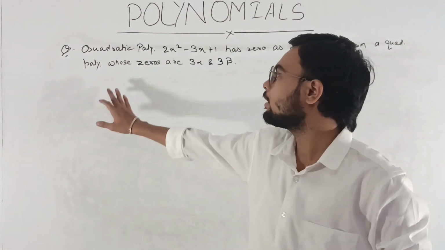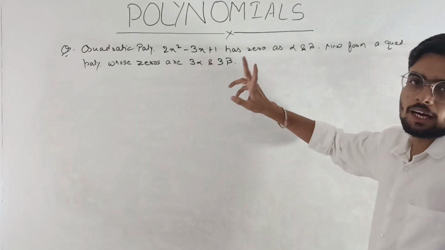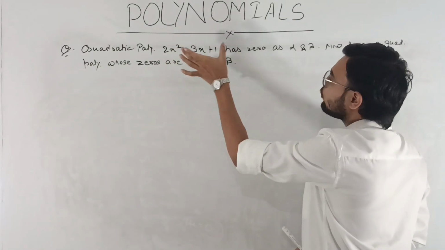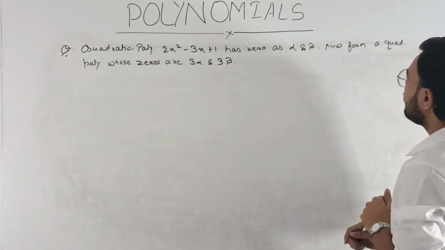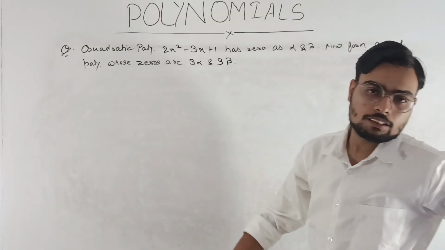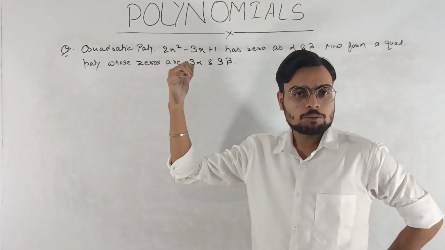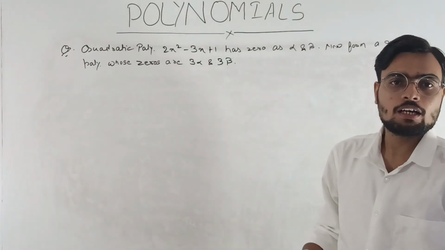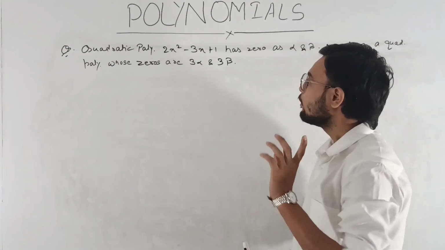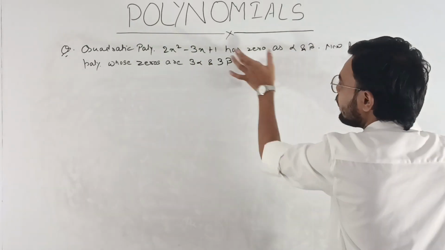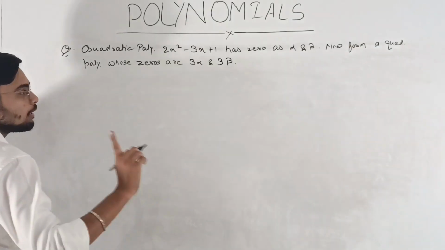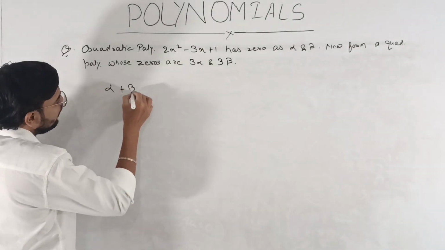The question is: a quadratic polynomial 2x² - 3x + 1 has zeros alpha and beta. There is this quadratic polynomial, and its zeros are alpha and beta. Then we have to find a quadratic polynomial whose zeros are 3 alpha and 3 beta. Understood? Now what I said is that whenever a polynomial and its zeros are given, you have to first find the sum of zeros and product of zeros, that is alpha plus beta and alpha beta.